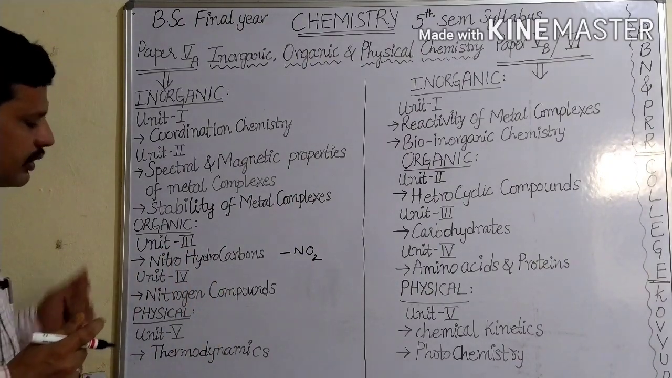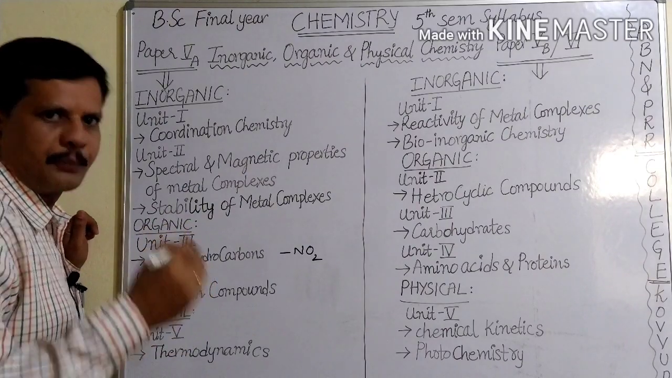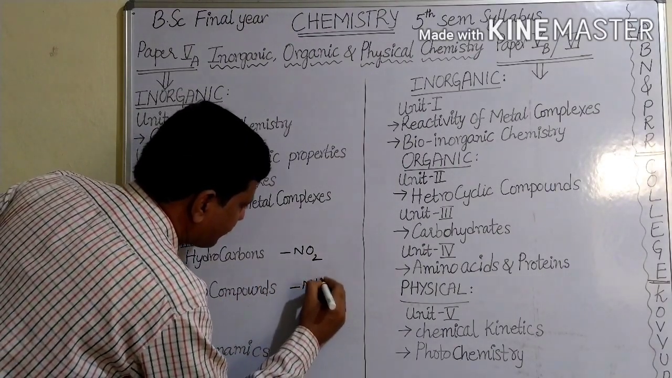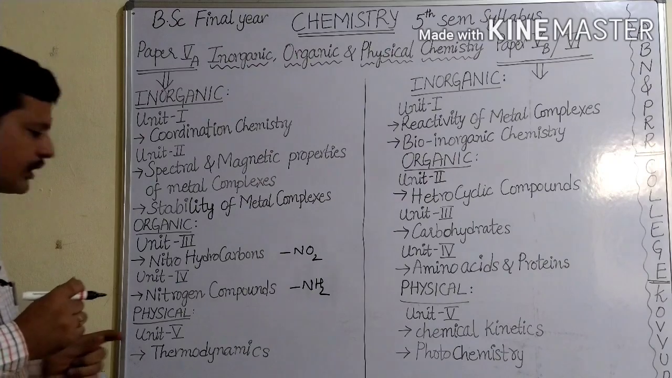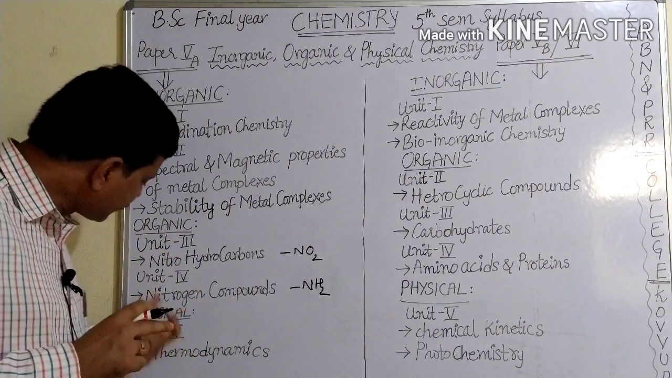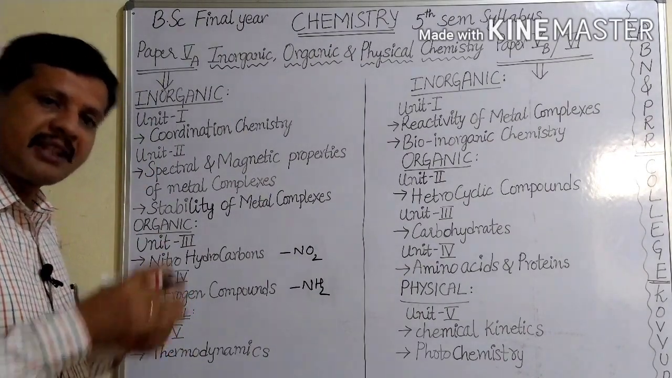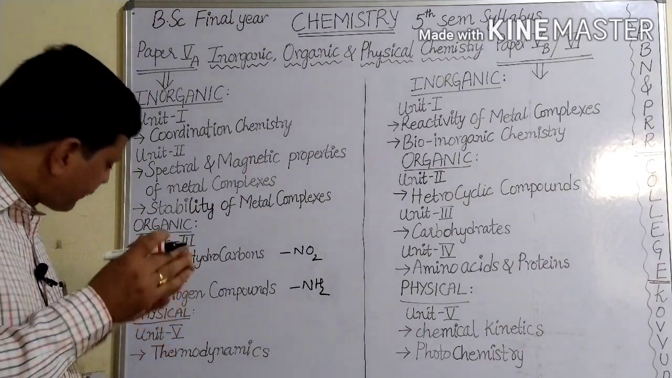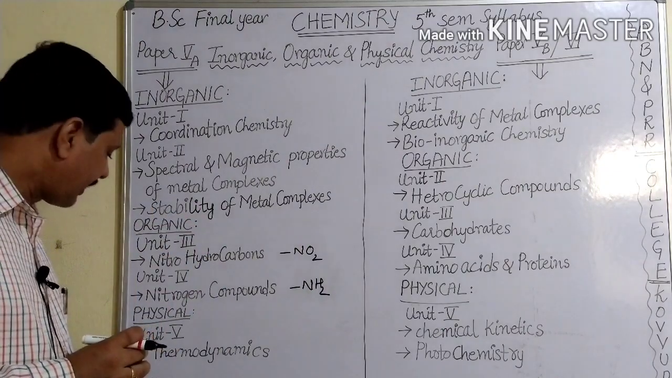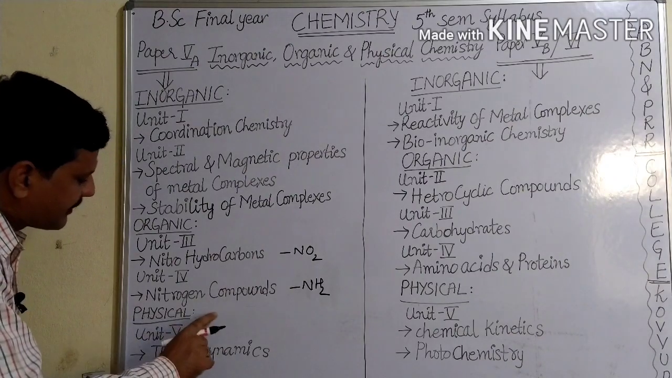In these nitrogen compounds, we learn about the nitrogen containing organic functional groups. Say for example, amines, NH2, primary amine. We learn about aliphatic amines, aromatic amines, and also the primary, secondary, tertiary, quaternary amines. That means classification of amines and their preparations, properties, and separation of amines, etc. in this nitrogen compounds. The final section, physical chemistry.